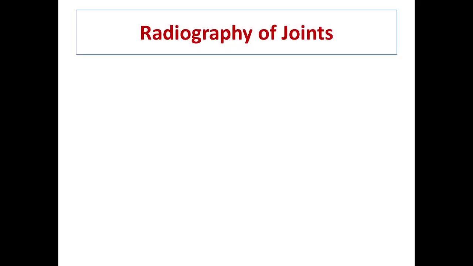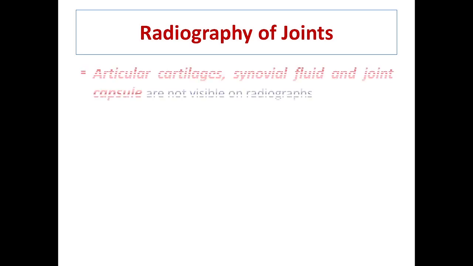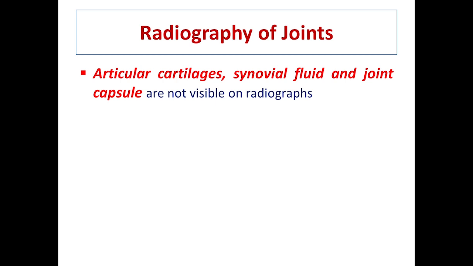Today I come up with a new topic in radiography of the skeleton system. In this session we will discuss the X-rays of the joint. Before starting, we should remember that there are some parts of joints that are not visible in a radiograph. These parts are articular cartilage, synovial fluid and the joint capsule.